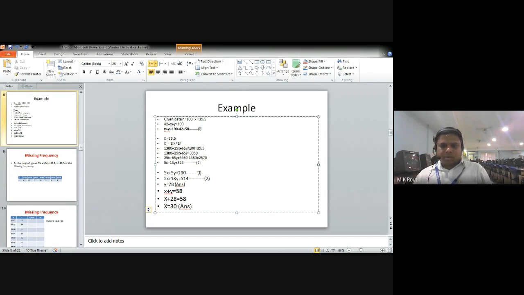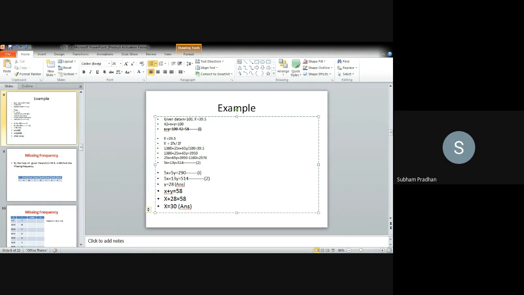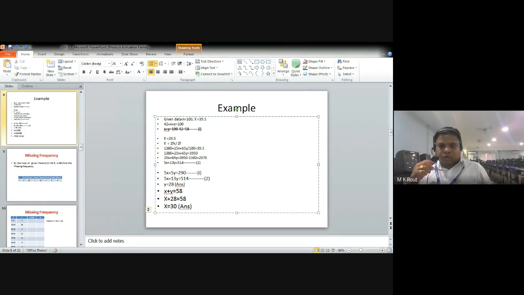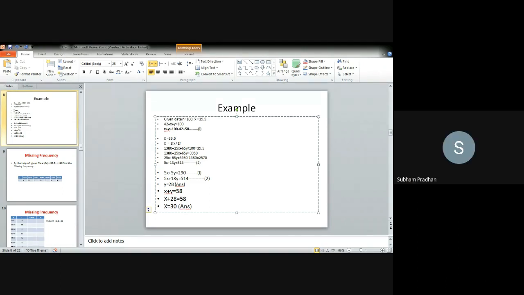Shubham Pradhan, what is your answer? Sir, calculating, one minute. Shubham Tabang? Yes, sir, calculating. X is equal to 30, Y is equal to 28. Okay, good. Subhasis Swai? Yes, sir. X 30 and Y 28. Okay, good.